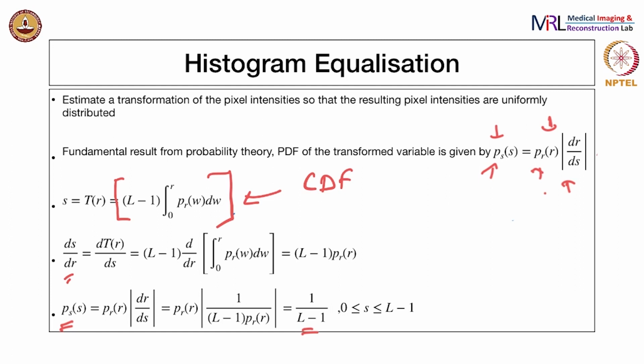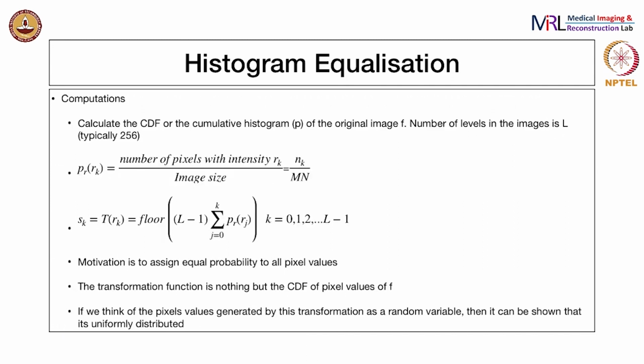Okay. So how do we actually do this? Calculate the CDF, the cumulative histogram as we call it, of the original image. So the input image is F. We calculate the CDF of the cumulative histogram.